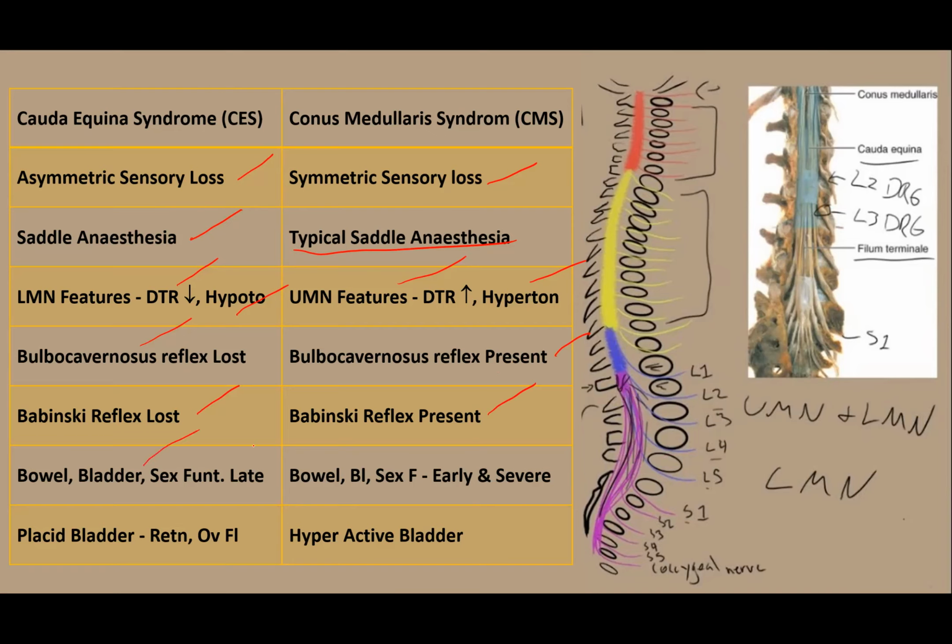Bladder, bowel, and sexual function. Late in occurrence: bladder, bowel, sexual dysfunction. Very early and severe: the type of bladder is a flaccid bladder, retention with overflow. That is what your patient is telling. He used to have dribbling. He used to have difficulty in emptying the bladder, and an overactive bladder. This is a hyperreflexive bladder.